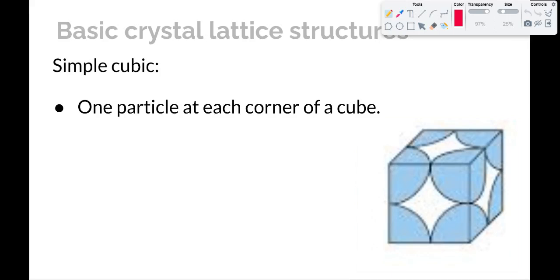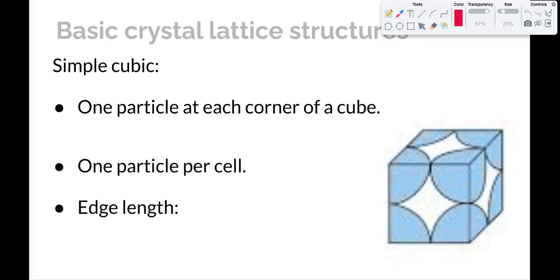Since the particles at the corner of this cube are sliced in half, then sliced in half again, then sliced in half again because they're sharing with neighboring cubes, that means we have 1/8 of a particle at each corner. And there are 1, 2, 3, 4, 5, 6, 7, 8 corners. So the total count in a unit cell is one particle per cell, 8/8.